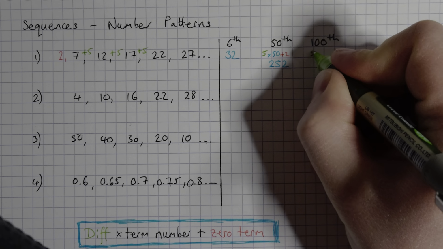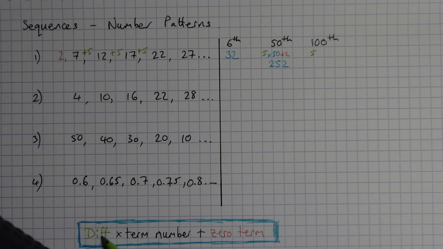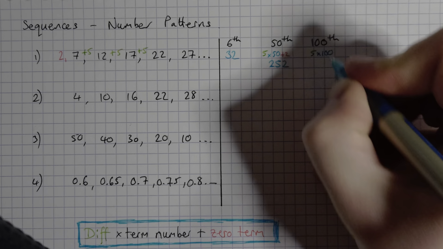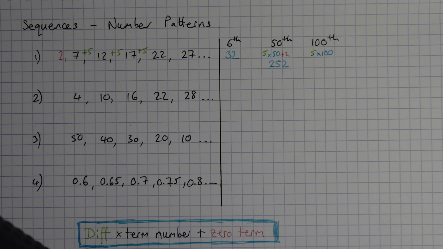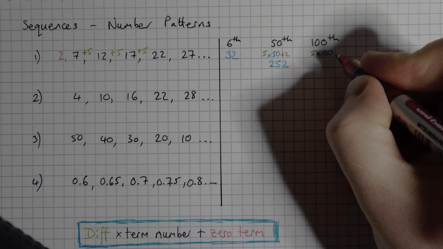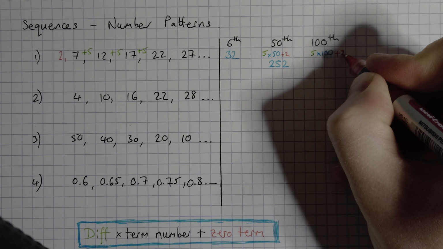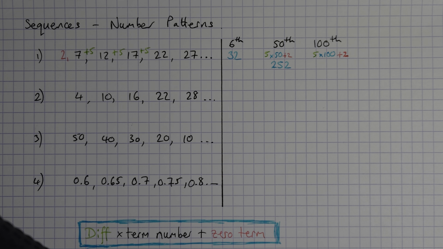In the same way, I could work out the 100th term of the sequence. So just using this rule, the difference is 5. The term number I want is the 100th term. So 5 times 100. And the 0 term for the sequence we worked out was 2, positive 2, so plus 2. 5 times 100 plus 2 is 502, isn't it?